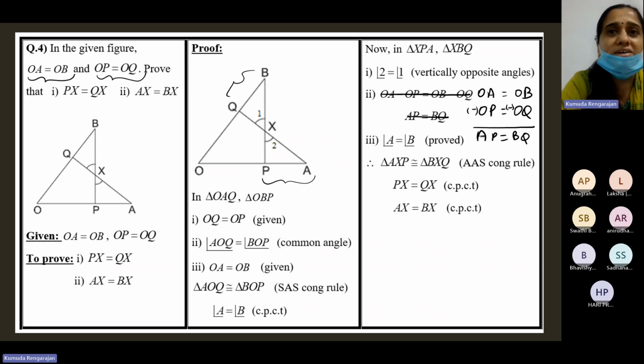Now, prove that Px is equal to Qx. See, you need to focus a lot, children. I cannot get into your minds and see if you're really focused.